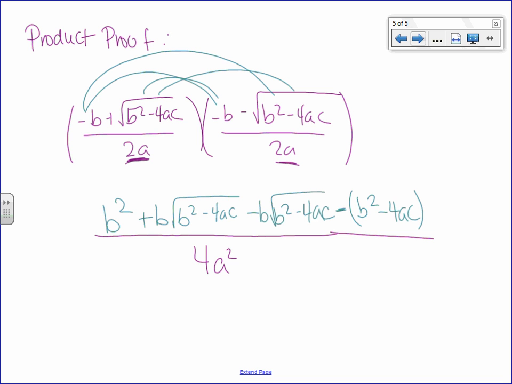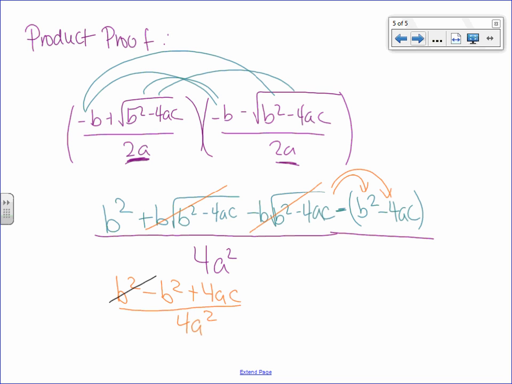So let's clean this up a little bit. For starters, these cancel, which is nice. And then I need to take this negative sign and distribute it. Please, please, please remember to put those parentheses and distribute that negative sign. When you do, you get b squared minus b squared plus 4ac all over 4a squared.